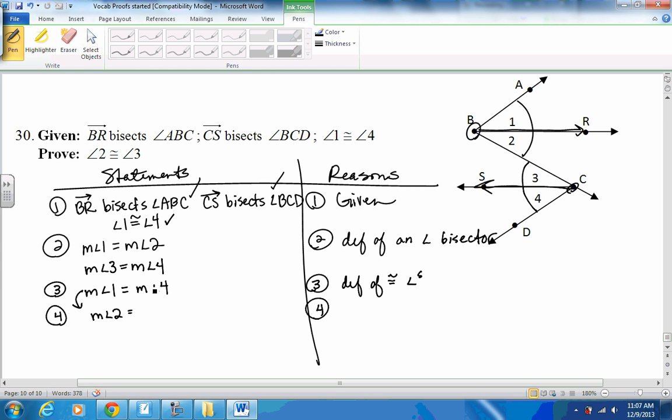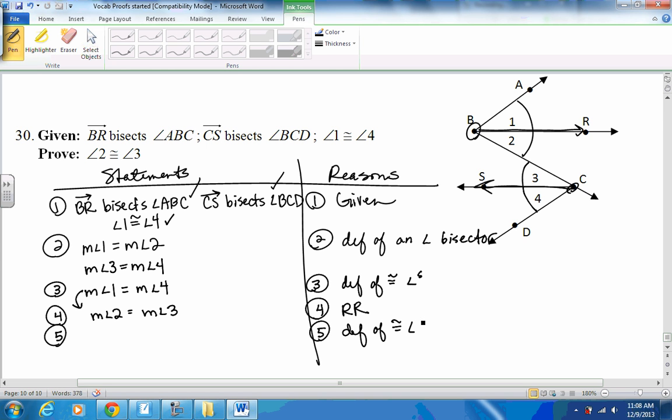Actually, we can also replace something for measure of angle 4. What can you replace measure of angle 4 with? Measure of angle 3. And that's the relationship we wanted. We wanted a relationship between 2 and 3. It's just a matter of using what we know congruency means to say that the angles are congruent.